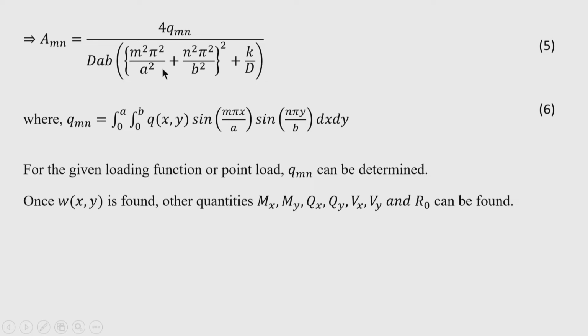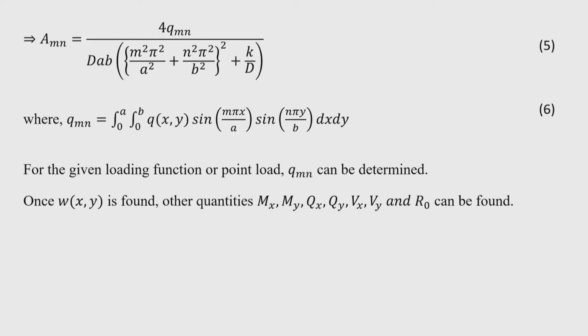Now, you can note that if k is 0, which actually indicates that there is no elastic foundation, it is just like a simply supported plate that we have studied earlier. So, the equation for A mn coincides with the earlier equation. So, this formulation is correct because we have verified it: after putting k equal to 0, it goes back to our earlier equation, which signifies that the plate is not supported on an elastic foundation.